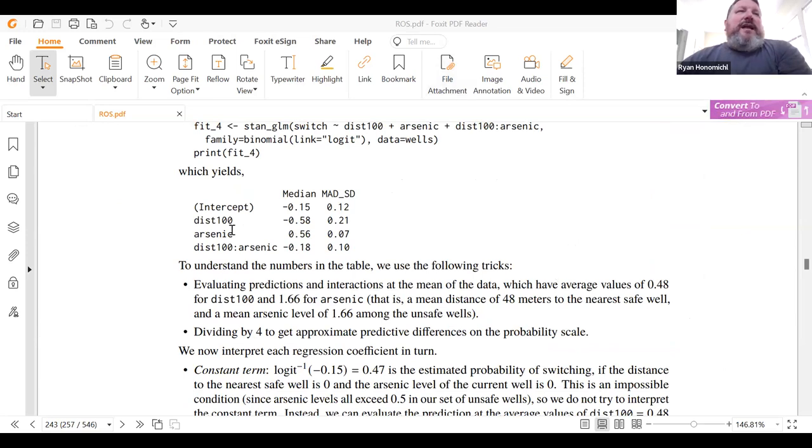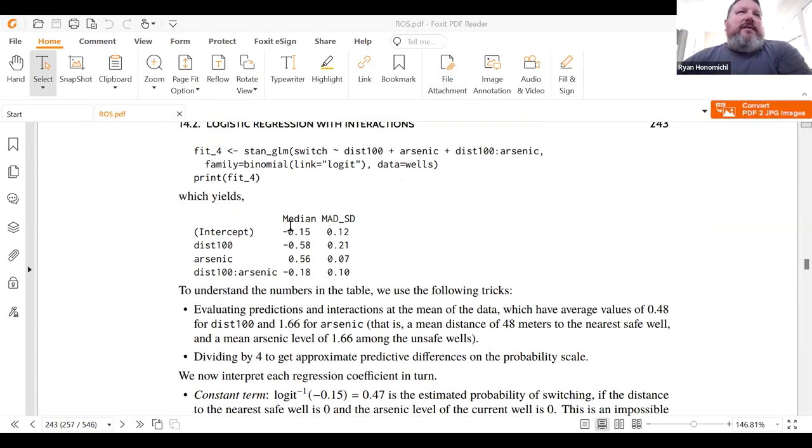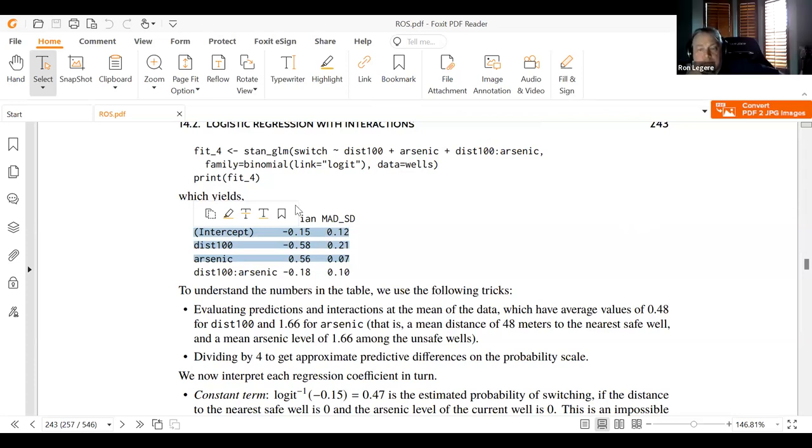I don't know if you had an issue with this, but we're doing logistic regression, so these are all log odds, right? Or do we know if StanGLM actually exponentiates these when we print the outcomes? Do you know? No, they're log odds. Okay, yeah. I tried to exponentiate them, and I didn't really get any difference.